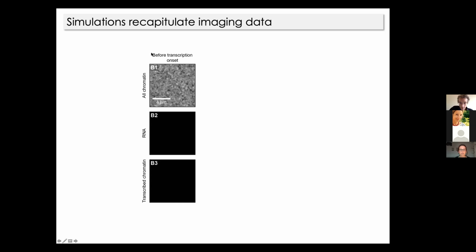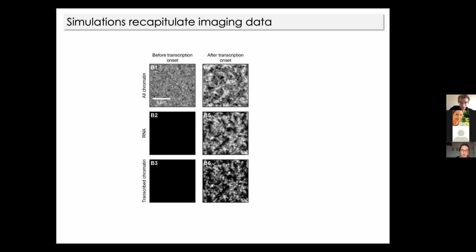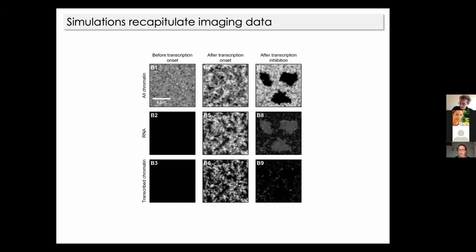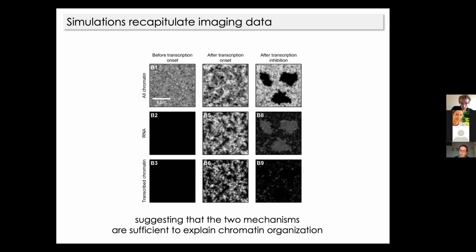And first we mimic a situation before transcription onset. And you can see that, like in the images, we observe that chromatin is quite nicely uniformly organized in the nucleus. When transcription begins, it gets more grainy. And if we inhibit transcription in a way that breaks the interaction between DNA and RNA, we get very coarse patterning to euchromatin. And so this suggests that the two mechanisms that we use to build our model are sufficient to explain euchromatin organization.